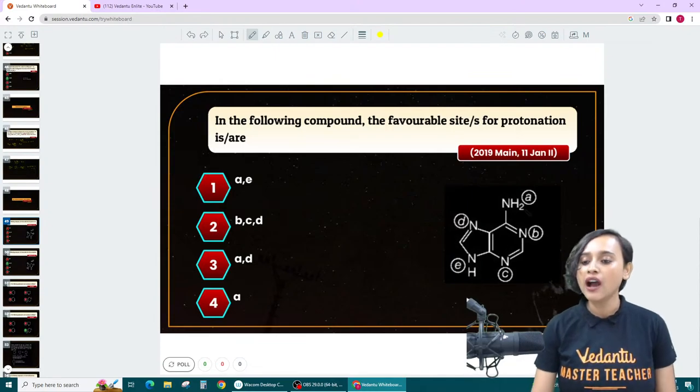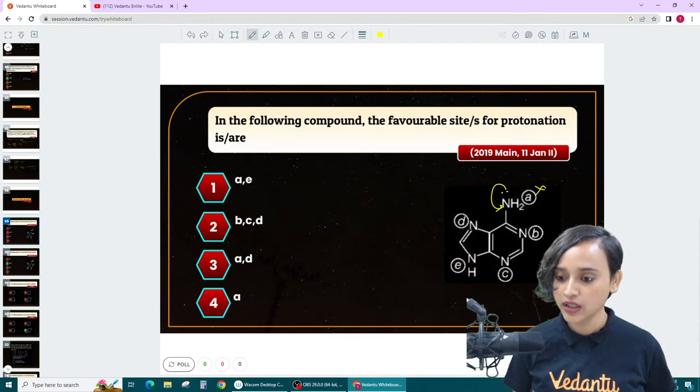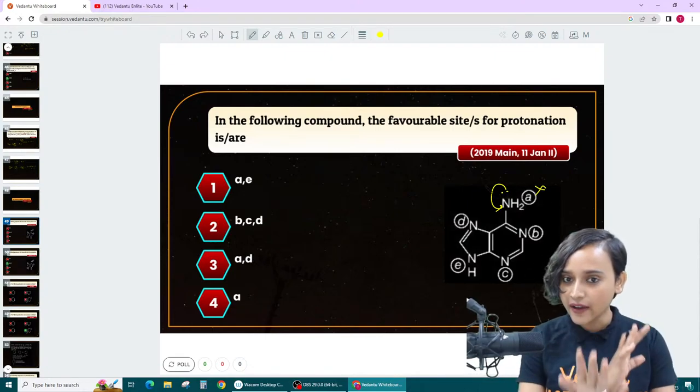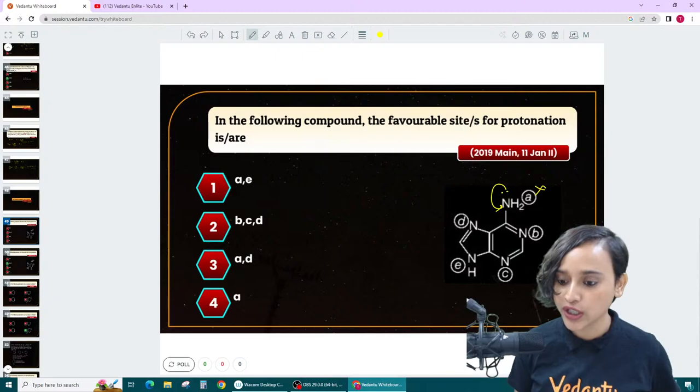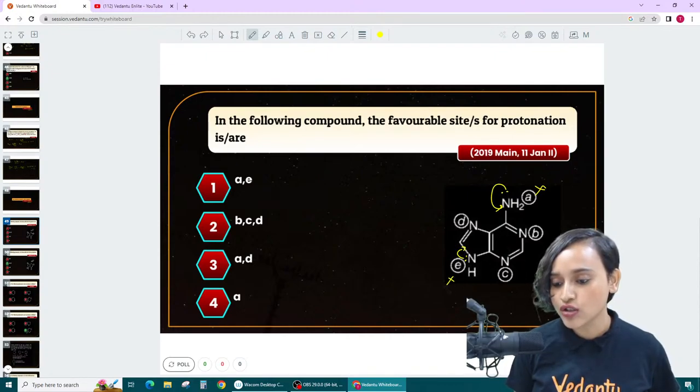Correct. So now here, in the A case, there will be a lone pair. Yes, this will easily be conjugated. So that means A is definitely not a favorable site for protonation, right? Now, same like this, I can also see for E. See, for E also, the lone pair that is here will also be conjugated. Yes, that means E is also not a site.